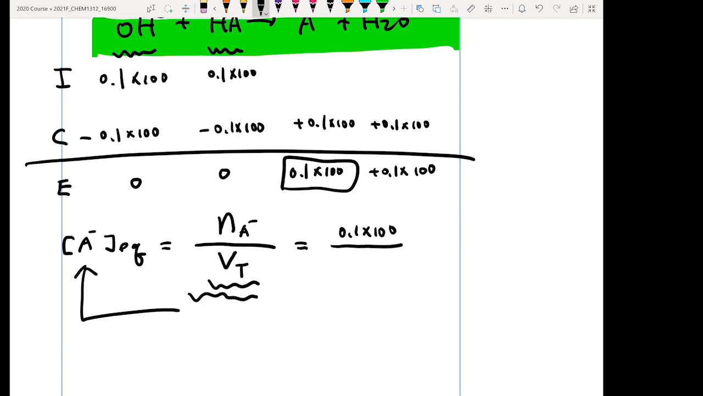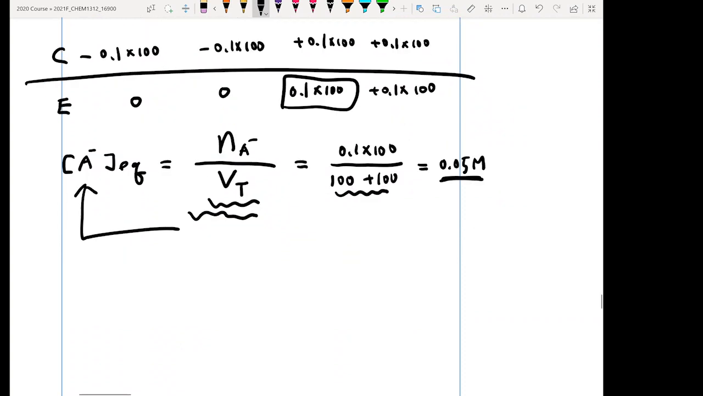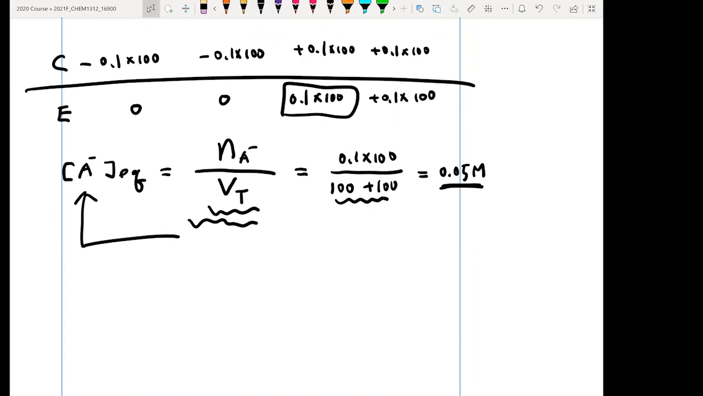The total volume right now, you need to consider the volume from your titrant and also the volume from the analyte. So the volume of your titrant is 100 mL. Volume of your analyte is also 100 mL. So this is the thing that's going to be changed. Therefore, if you do these calculations, you're going to get a concentration of 0.05 M. So that's your base concentration, right? So you have a weak base solution with a 0.05 M concentration.